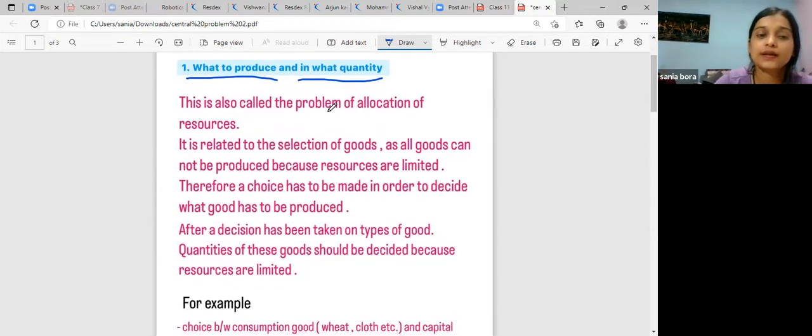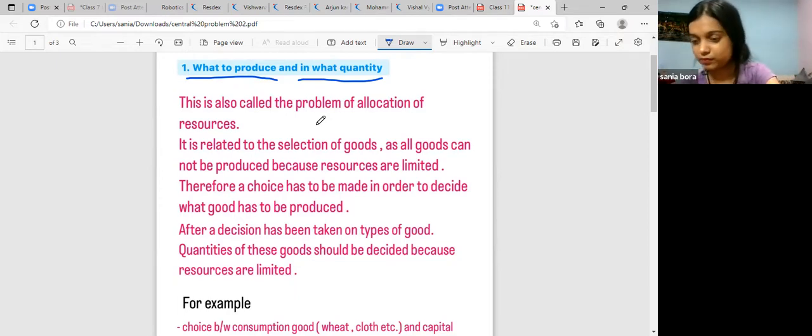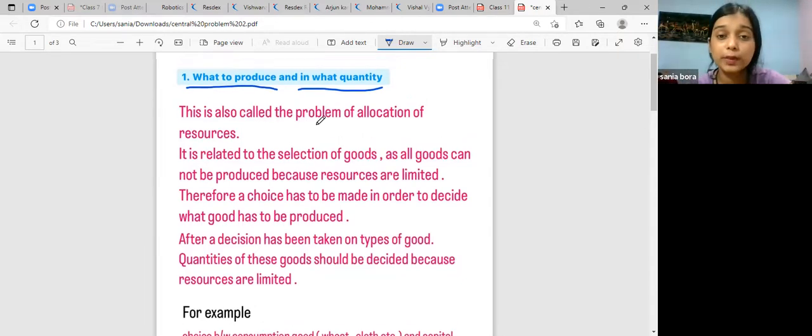Now, ma'am, what to produce? This is also called the problem of allocation of resources. Now, ma'am, what is allocation of resources? Okay, so now we'll just understand it. Just a minute. Okay, so what is allocation of resources? You just have to remember the words.